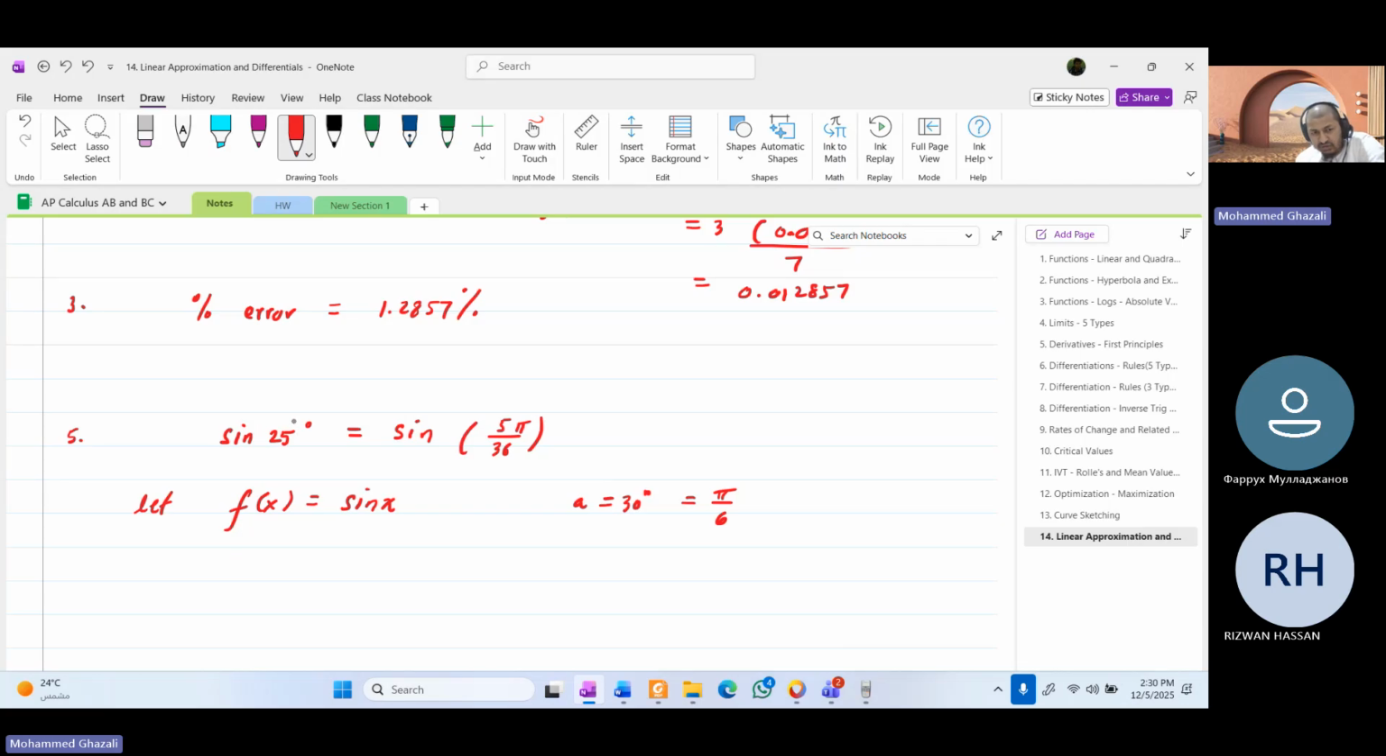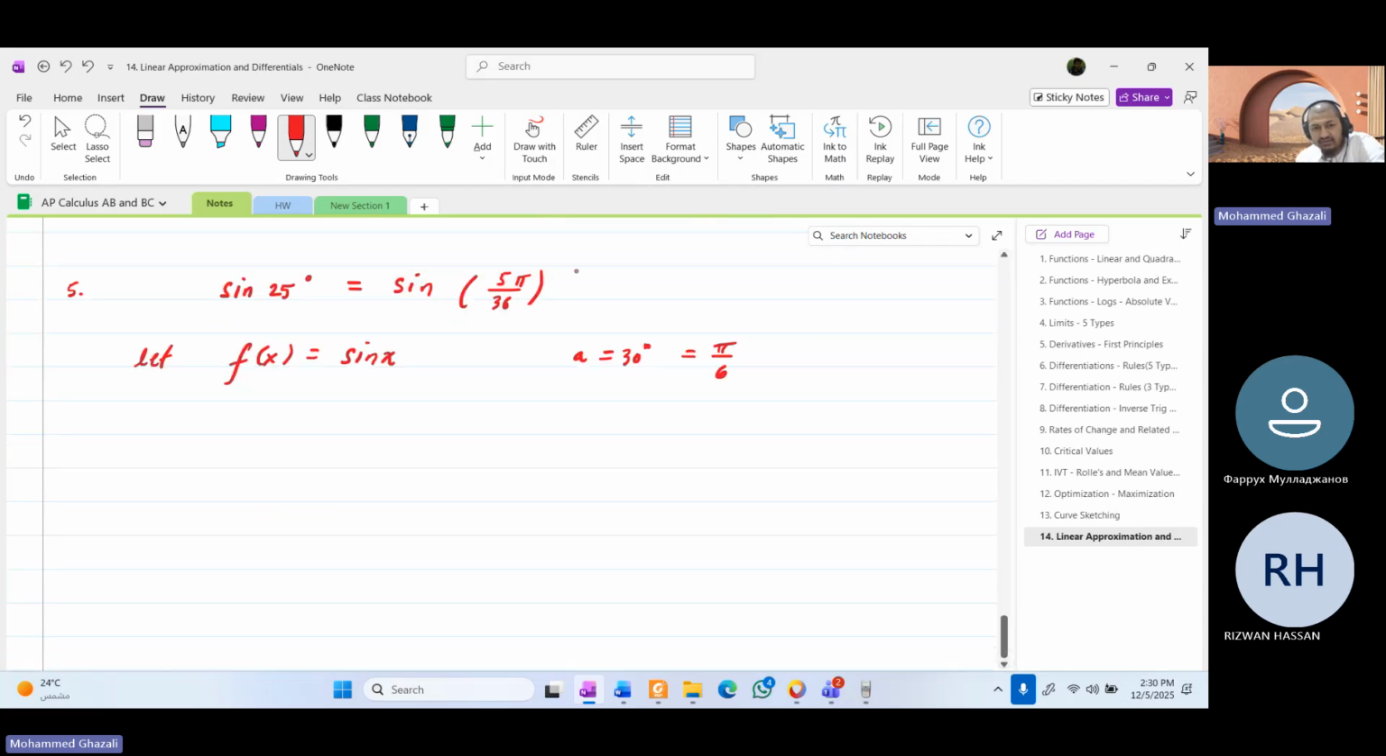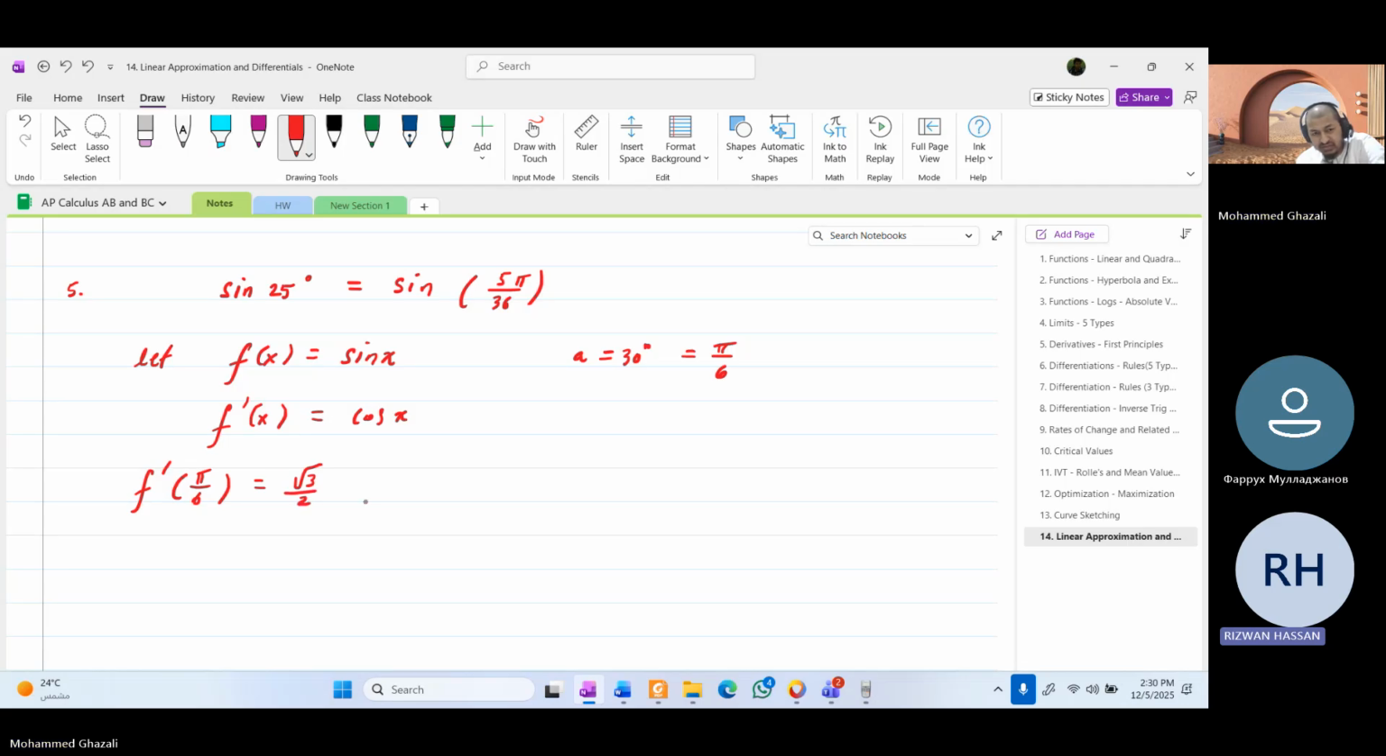So let's find the linear approximation of sine 25, or sine 5 pi by 36. f prime of x is equal to cos x. Now we're going to substitute f prime of pi by 6, which is cos 30, equal to root 3 over 2. And what is f of pi by 6? We also need f of pi by 6, which is half.